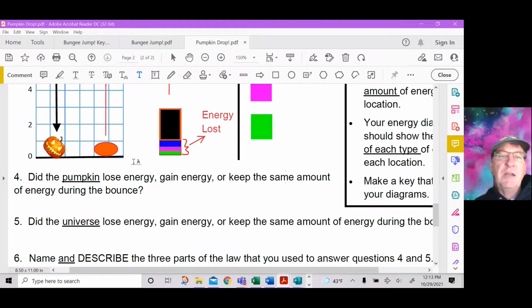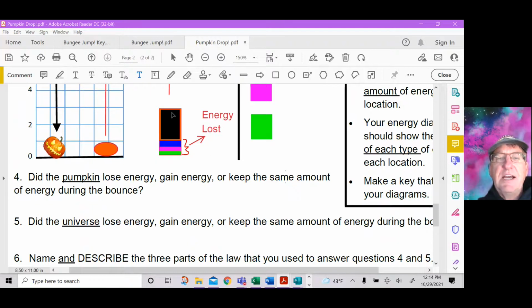So I think we had both a transfer of energy when energy went out of the pumpkin and into the air or into the ground. We had a transfer of energy. We also had conversions of energy where the original energy type, potential, was converted into kinetic, and then that was converted into these 3 different kinds. So we had both transfers and conversions of energy. So what do you think? Did it lose energy? Did it gain energy? Did it keep the same amount?